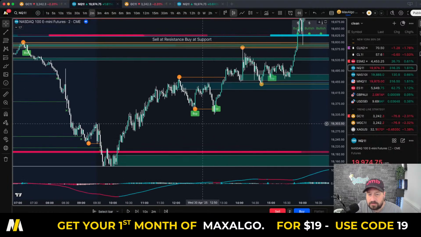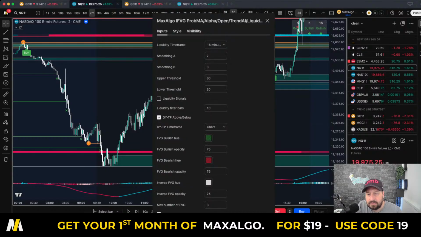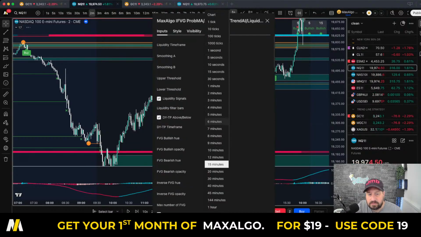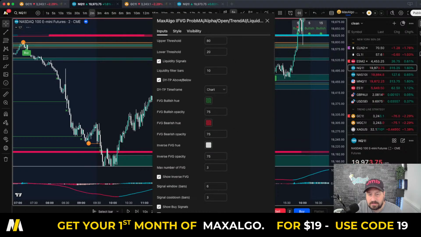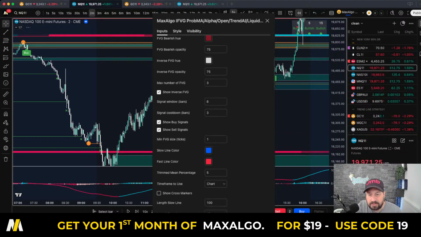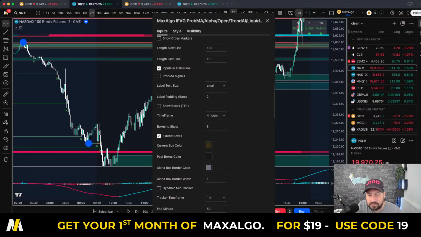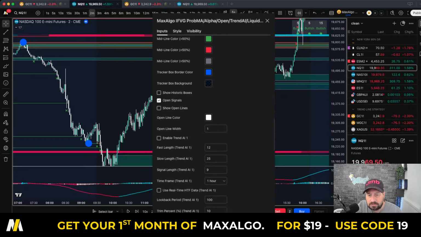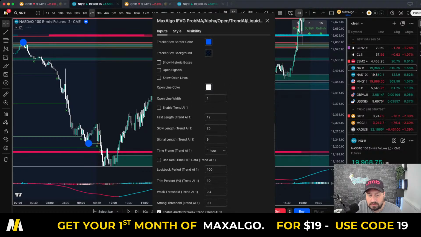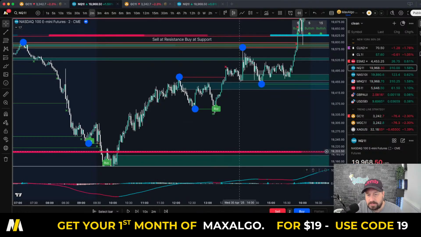And then we've also got liquidity as well. So let's change the liquidity signals to 5 minutes. Turn everything else off. So you can see here, look, we grab liquidity and then you get your reversal.